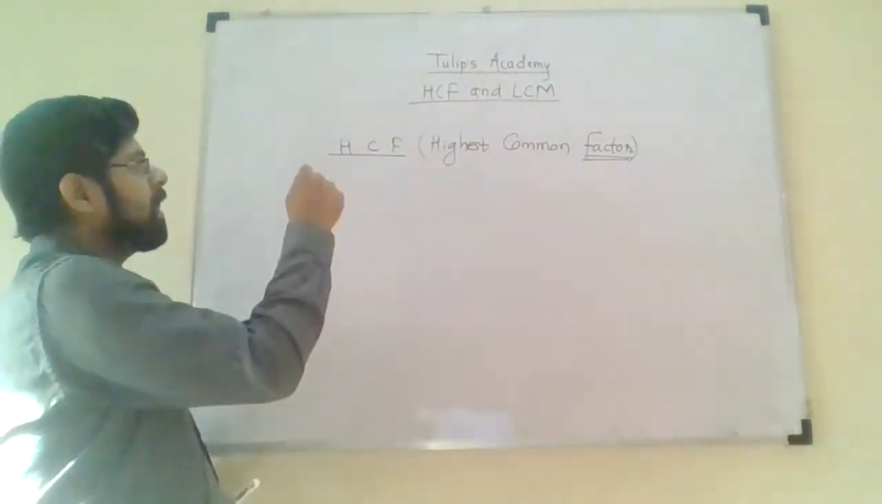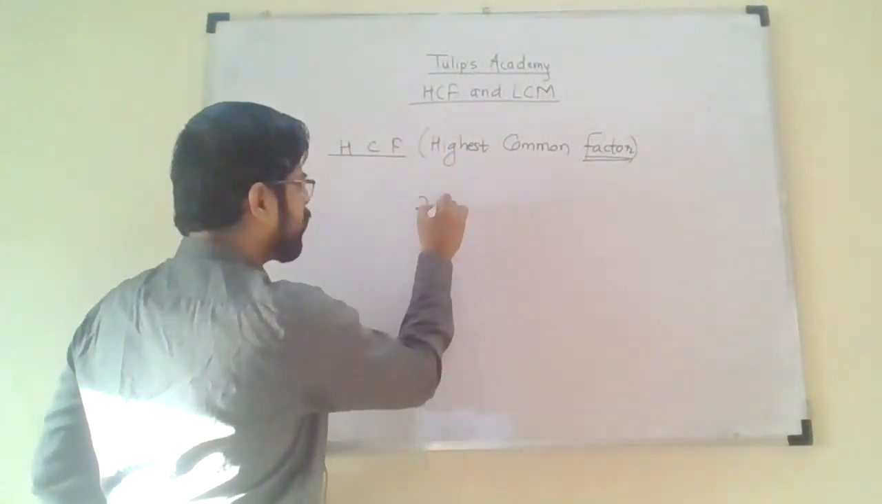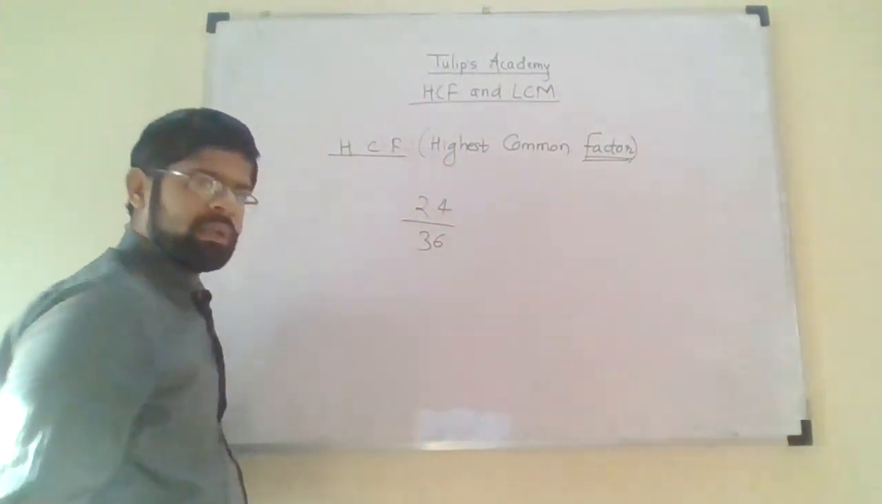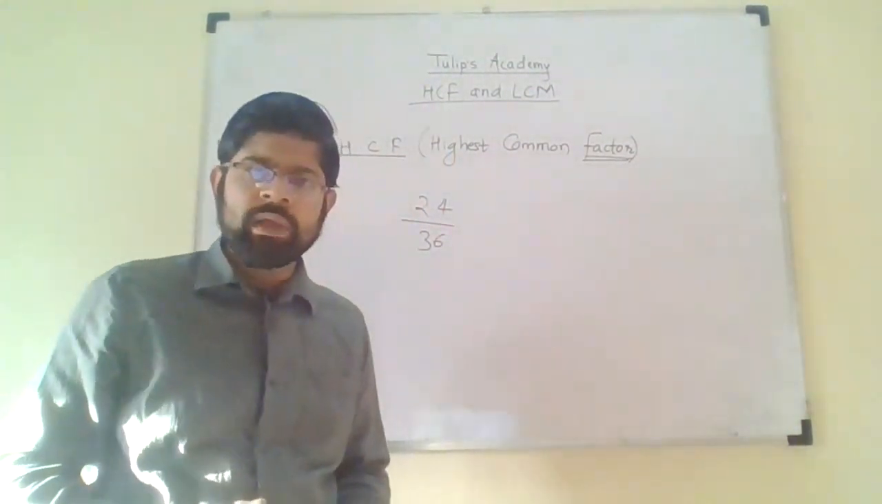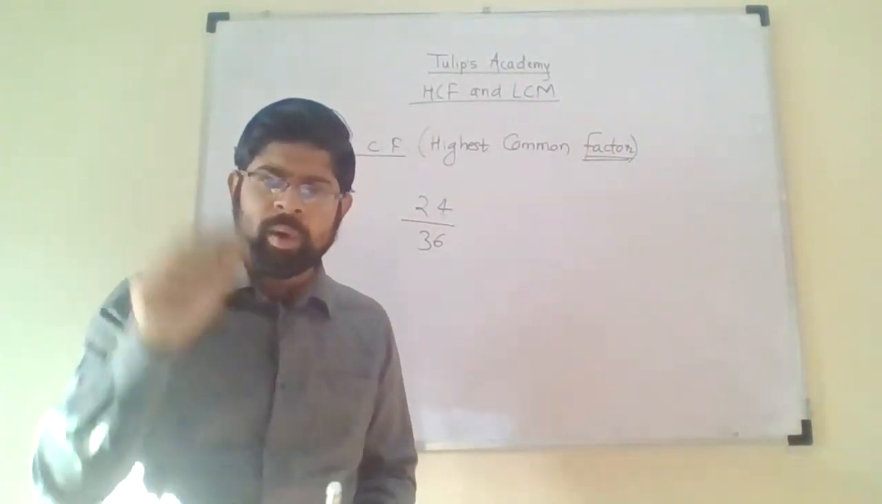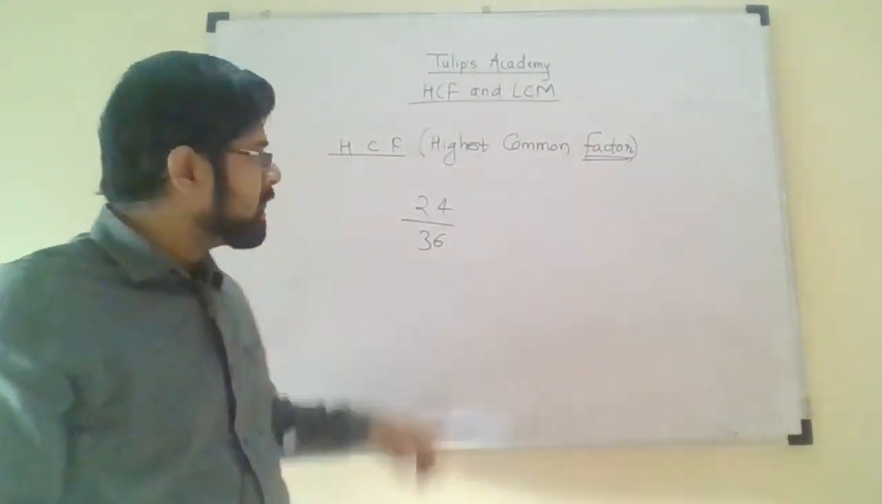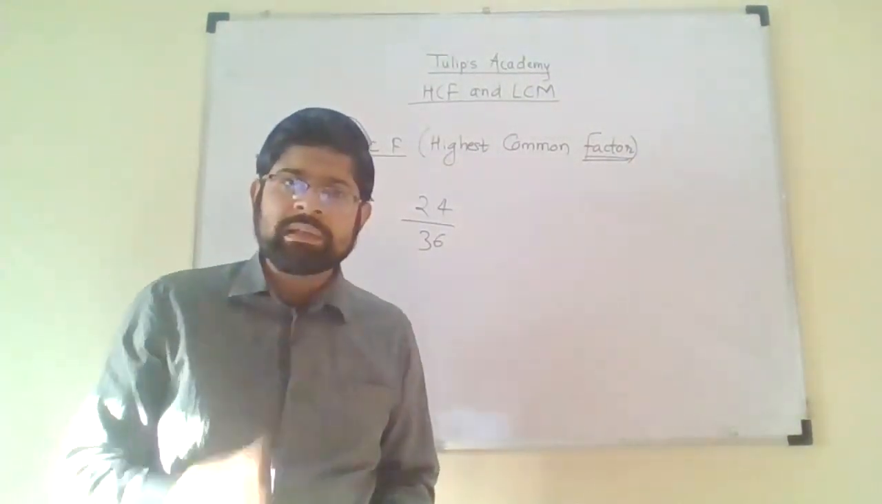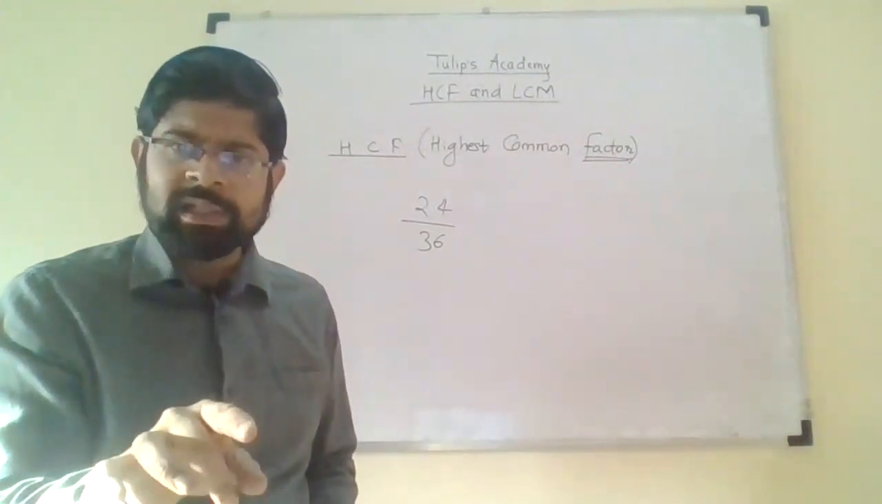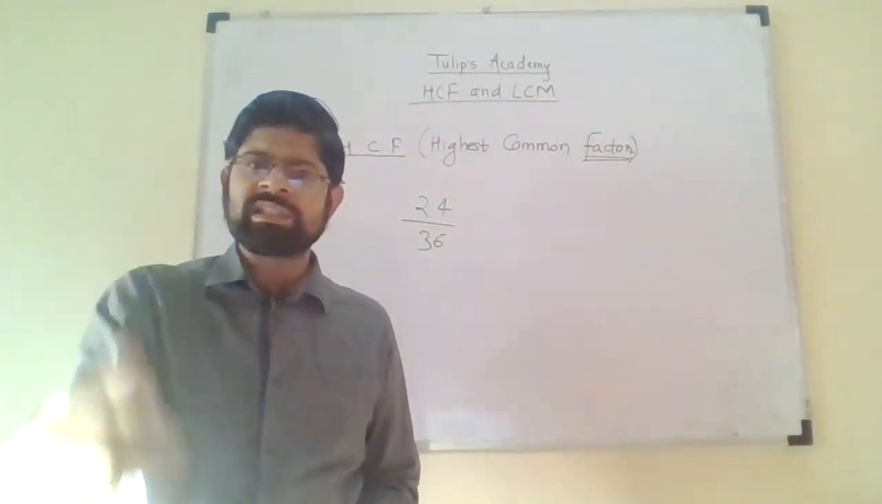Suppose you are given this ratio, 24/36. This is a fraction. Everybody knows a fraction is a number represented in the form P/Q. P is the numerator, Q is the denominator. Now the task is to convert this fraction into its simplest form. You have to reduce this fraction to its simplest form.